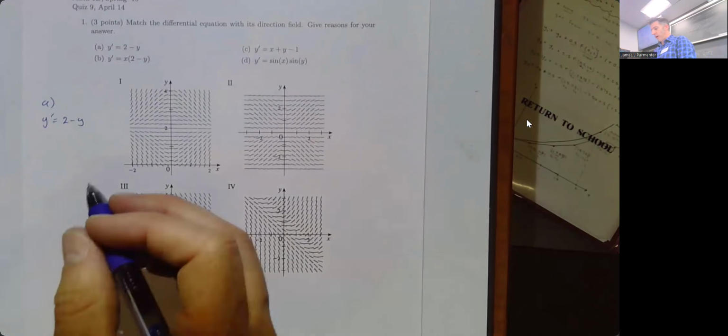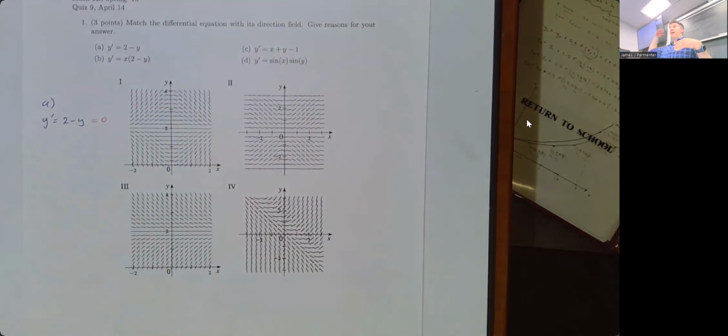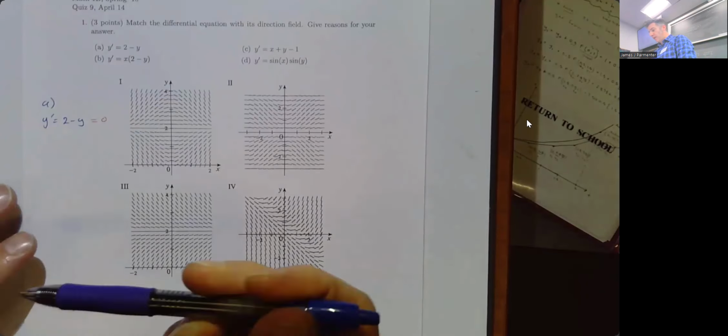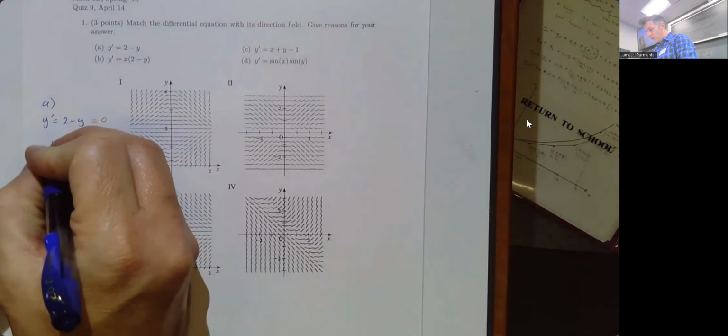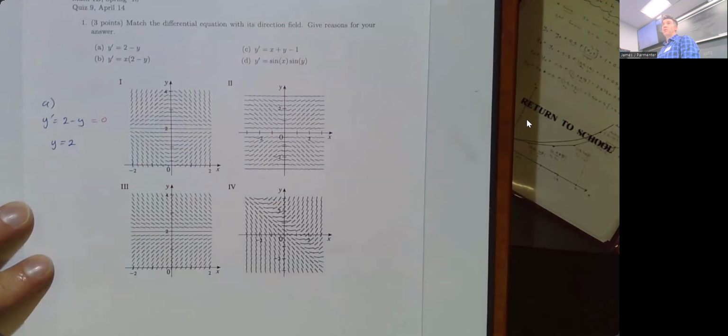So where is this equal to 0? If that's equal to 0, that means all the lines are going to be horizontal, because the derivative is 0, the slope of the tangent line is 0, which means a horizontal line. So I get 2 equal to y, or y equal to 2. So all along the line y equal to 2, all of my little lines should be horizontal.